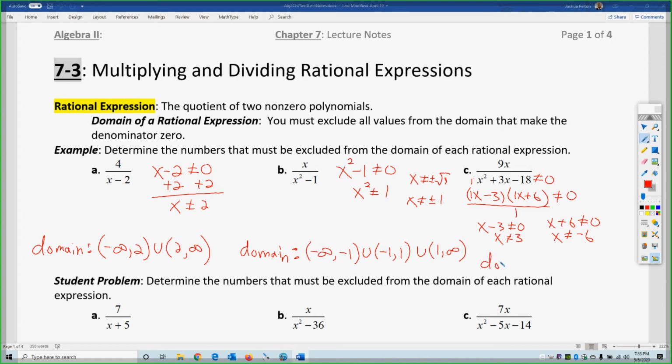So our domain, let's see here, didn't leave myself enough room. We'll scooch it down a little bit because we get a lot of parts. Domain, least to greatest: negative infinity to negative 6, union negative 6 to 3, union 3 to infinity. All right, we got it all in there. All right, pause the video, do the student problems for yourself.